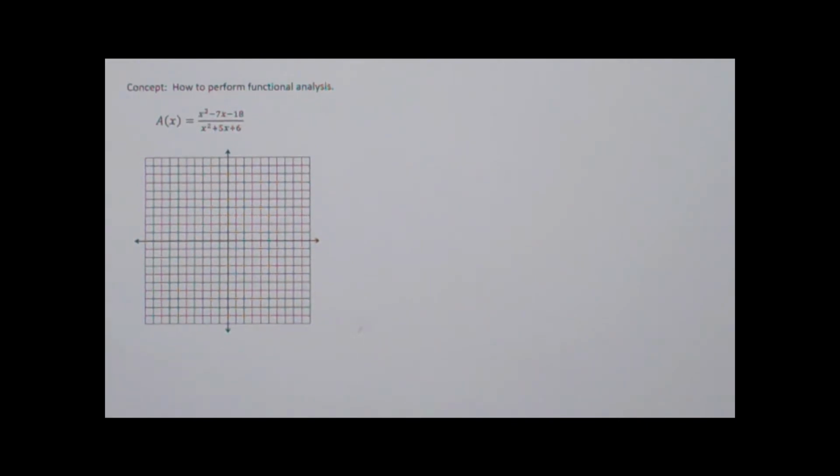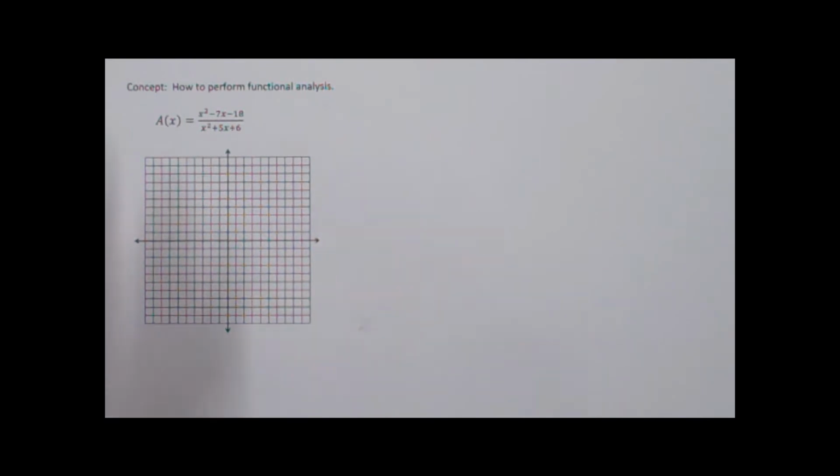In this concept video, we're going to talk about how to perform functional analysis. And we're given this function here, A of x, which looks to be a rational function, a rational equation. When you think about functional analysis, you want to start thinking about what things would help to graph the equation. That's going to be a starting point. Then we're going to use the graph of the equation to help us determine a few other things.